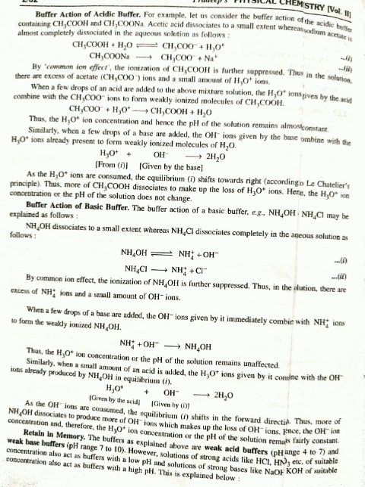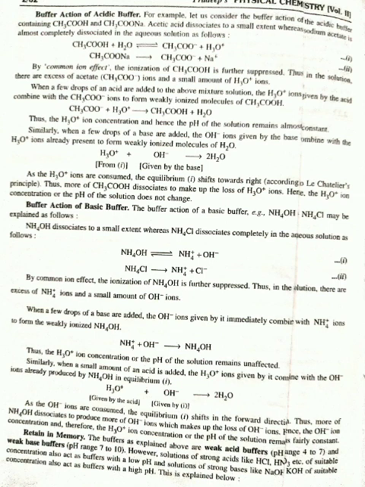Buffer action of acidic buffer. For example, let us consider the buffer action of the acidic buffer containing CH3COOH and CH3COONa. Acetic acid dissociates to a small extent, whereas sodium acetate is almost completely dissociated in the aqueous solution as follows. By common ion effect, the ionization of CH3COOH is further suppressed. Thus, in the solution there are excess acetate CH3COO negative ions and a small amount of H3O positive ions.